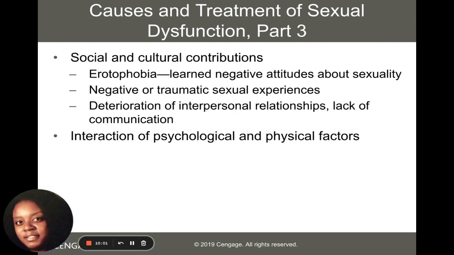From a social and cultural standpoint, you can have learned negative attitudes about sexuality. If someone has had negative or traumatic sexual experiences, such as rape or molestation, it might impact their sexual functioning. Not having good interpersonal relationships or not having good communication can also play a role.